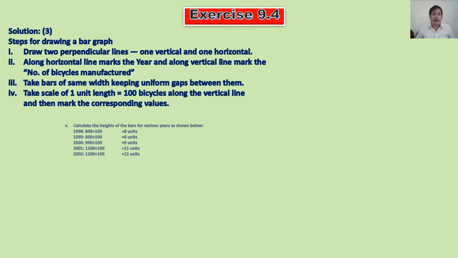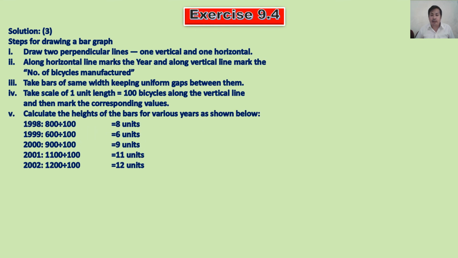Then next, calculate the height of the bars for the various years as shown below. For example, in 1998 it produced 800, isn't it? 1 unit represents 100 bicycles, but in 1998 it produced altogether 800. So how many units will there be for the height of the bar? That will be 8 units, that means 800 divided by 100 is 8 units.